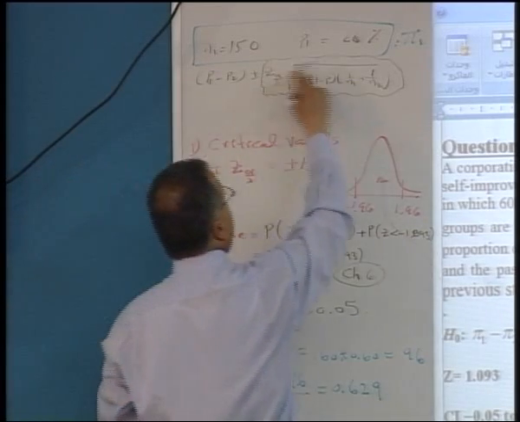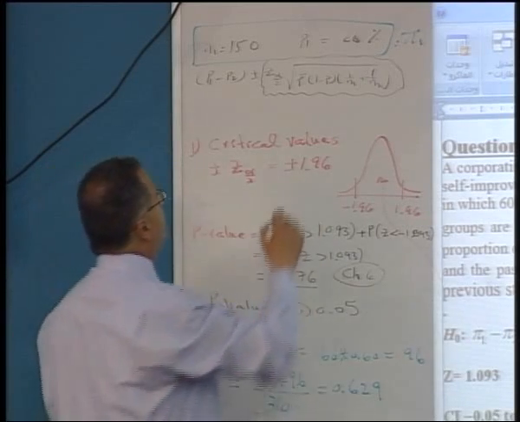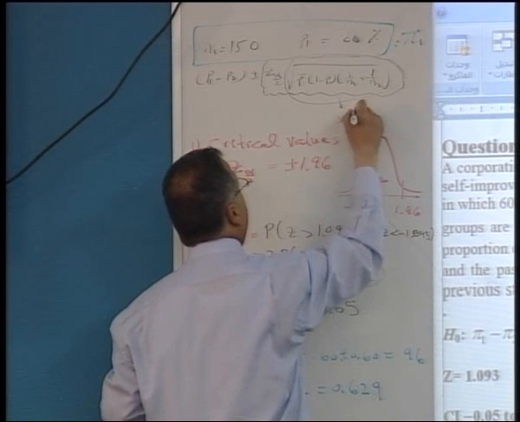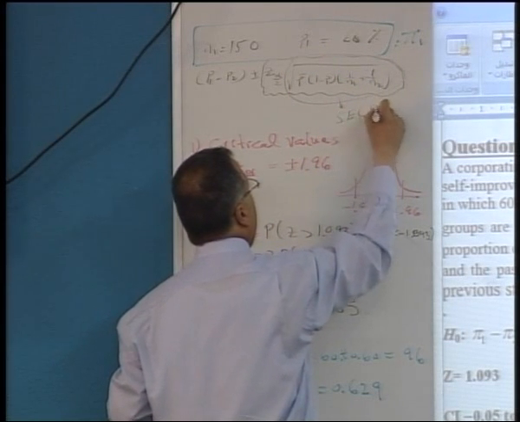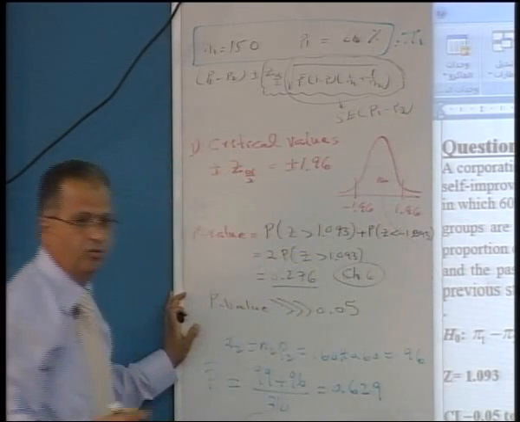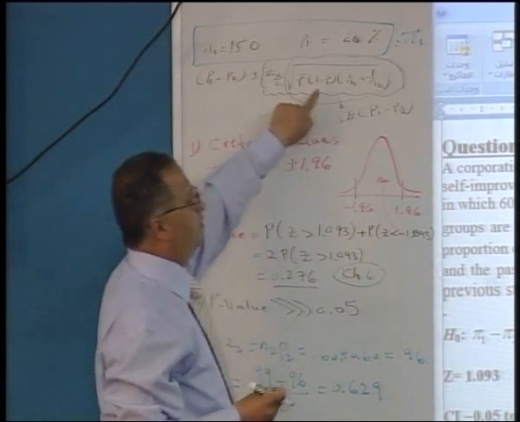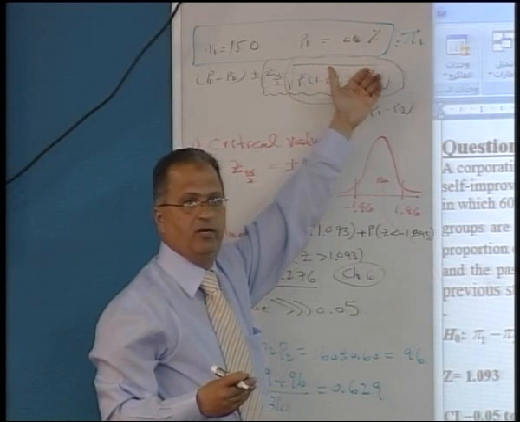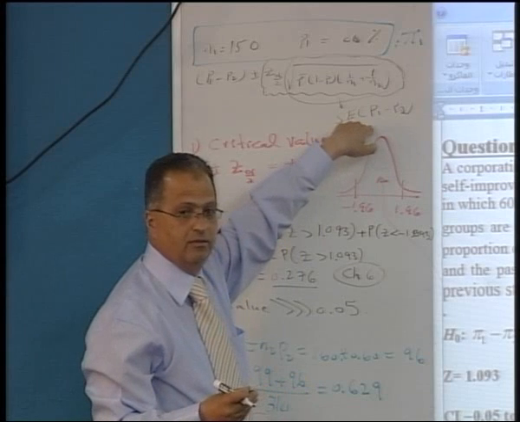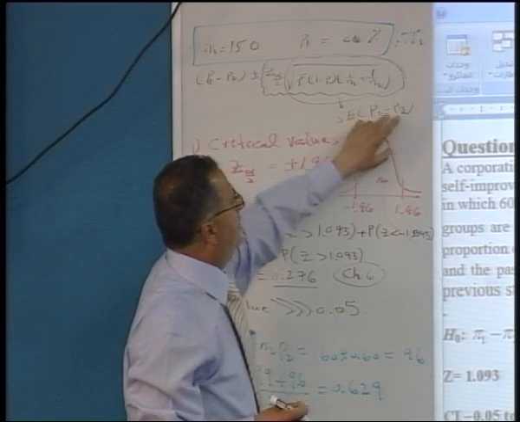So Z times the square root of this quantity is called the margin of error, and the square root itself is called the standard error of the point estimate of pi 1 minus pi 2, which is p1 minus p2. So the square root of p-dash times 1 minus p-dash, multiplied by 1 over n1 plus 1 over n2, is called the standard error of the estimate of pi 1 minus pi 2.